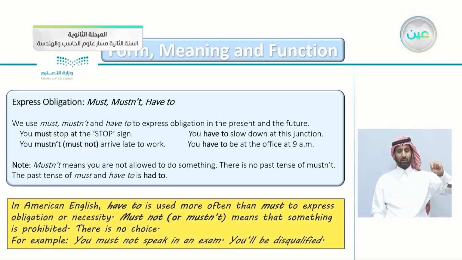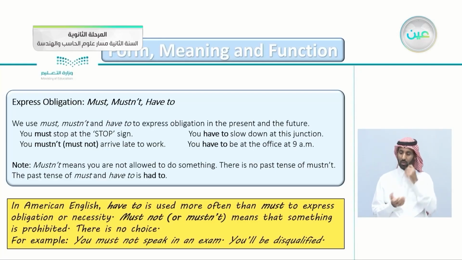In American English, have to is used more often than must to express obligation or necessity. In American English, they use have to more than must. Must not or mustn't means that something is prohibited. There is no choice. For example, you must not speak in an exam. You will be disqualified.